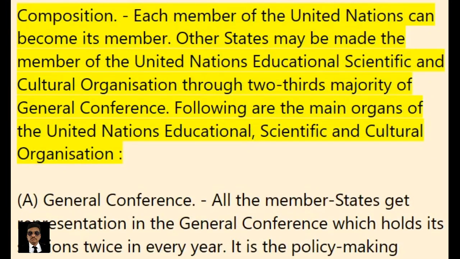Composition. Each member of the United Nations can become its member. Other states may be made the member of the United Nations Educational, Scientific, and Cultural Organization through two-thirds majority of the General Conference. Following are the main organs of the United Nations Educational, Scientific, and Cultural Organization.